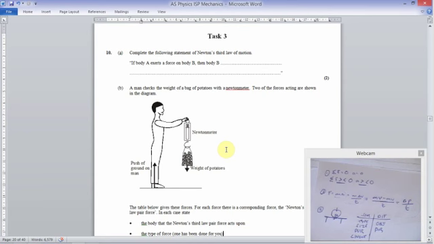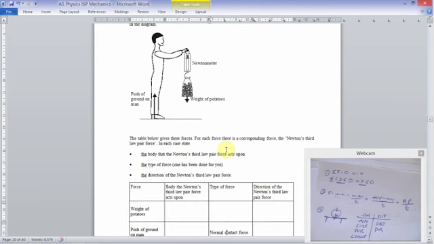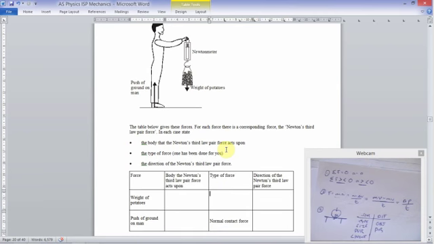Okay, so the table below, just as we were discussing: for each force, there's a corresponding force in the Newton's third law pair. In each case, it states the body that the Newton's third law pair acts on, the type of force, and a direction. So for the weight of the potatoes, the body that the Newton's third law pair acts on is what we're going to put over there. The type of force needs to be over here, and the direction of the Newton's third law force needs to go in here. So if one is acting down, the other one's acting up.